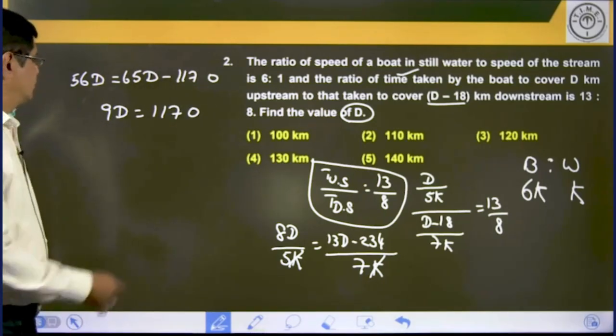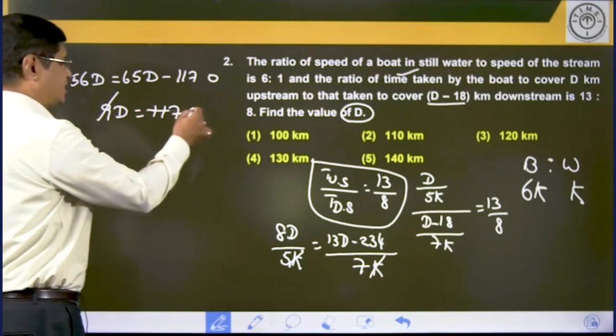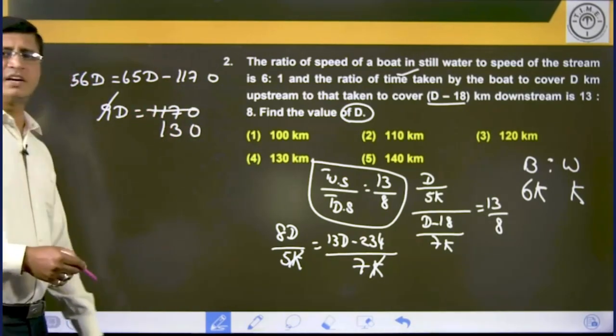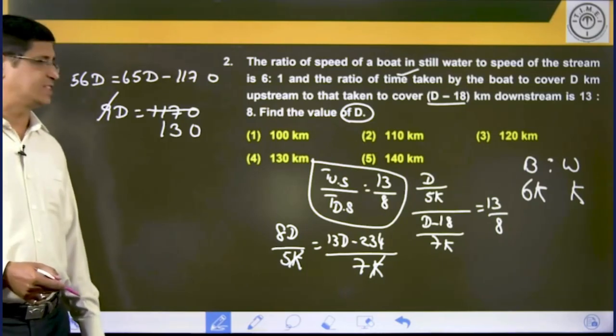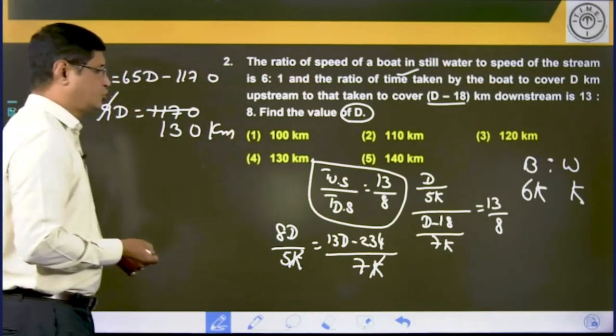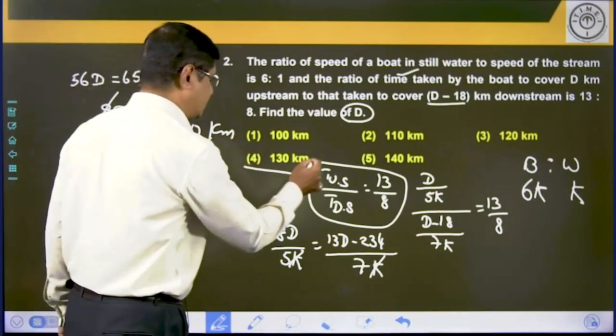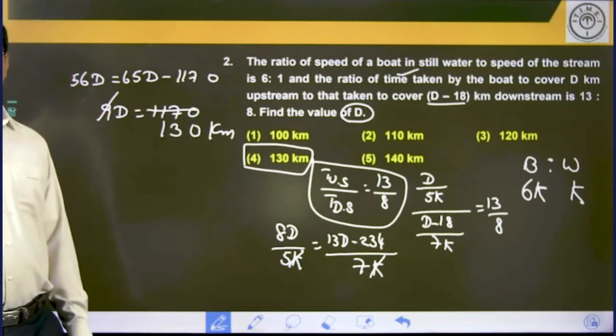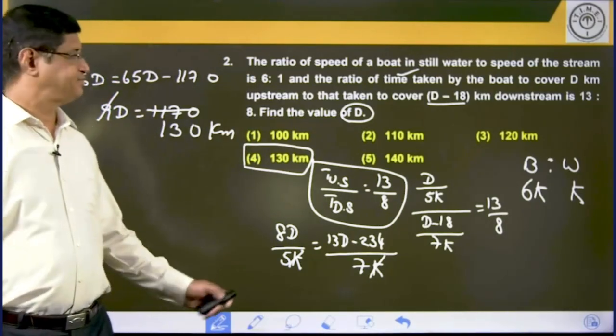So how many times does 9 go? It goes exactly 130 times, so the result is 130 kilometers. So what is the value of d? d is equal to 130 kilometers. The right choice is option number 4. Choice 4 is the right answer.